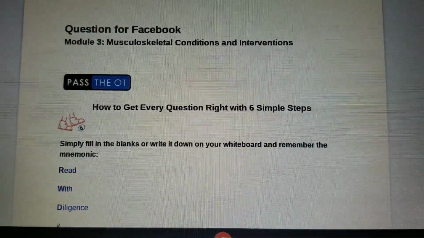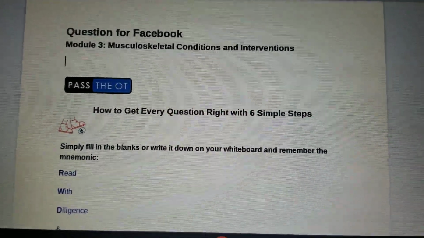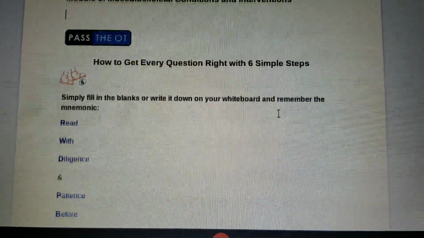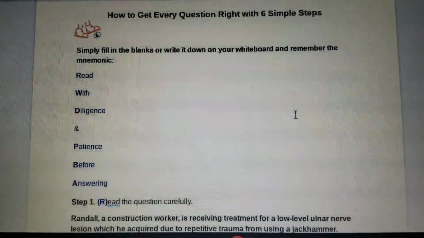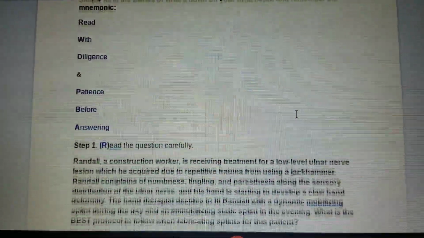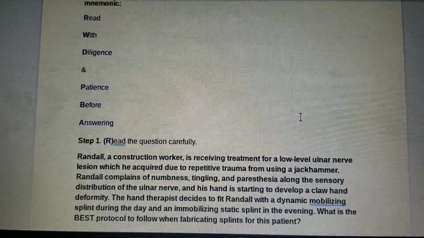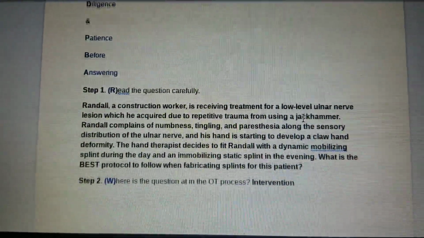In today's video, I'm going to show you how to get every question right with 6 simple steps. Simply fill in the blanks or write it down on your whiteboard, and remember the mnemonic. Read with diligence and patience before answering. So in step 1, which is R for read the question carefully.